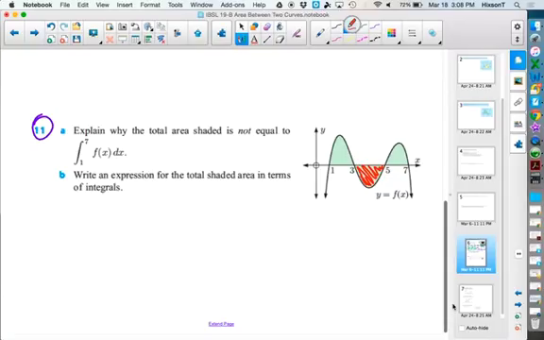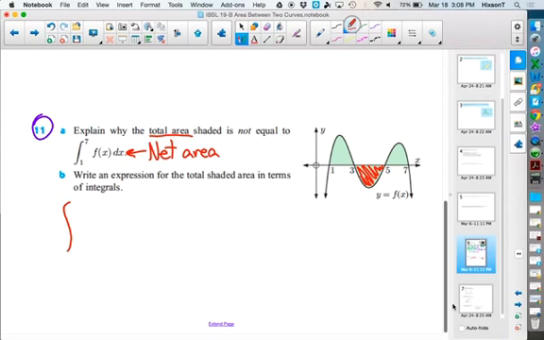So why will this not give us the total area? There we go. This gives us the net area. Okay? That gives us the net area. Remember, the net area is what's left over after the negative area cancels out the positive area. So if we want the total area, we've got to write an expression with multiple integrals. How many integrals do we need?